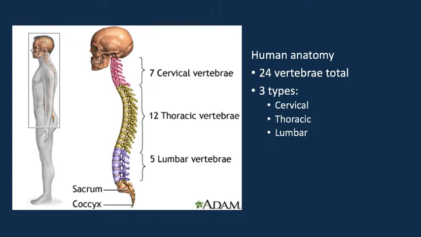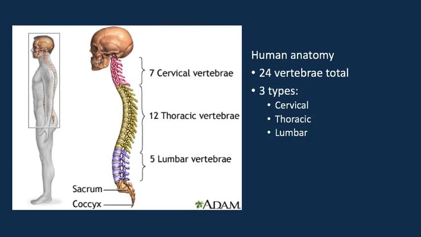Okay, so the vertebral column has changed quite a lot as we shift from quadrupedalism to bipedalism. Our current human anatomy for our vertebral column includes 24 vertebrae total, and you can see they are divided into 3 different types. The cervical vertebrae are the small, delicate vertebrae that you have in your neck. A little bit further down, you have 12 thoracic vertebrae. The thoracic vertebrae are the vertebrae that attach to the rib cage.